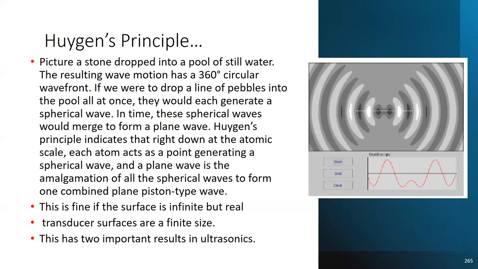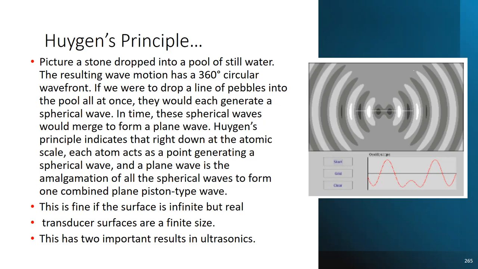Picture a stone dropped into a pool of still water. The resulting wave motion is a 360 degree circular wavefront. If many pebbles fall into the pool all at once, each will generate a spherical wave, and these spherical waves merge to form a plane wave. Huygens principle indicates that right down at the atomic scale, each atom acts as a point generating a spherical wave, and the plane wave is the amalgamation of all the spherical waves forming one combined plane, piston type wave.